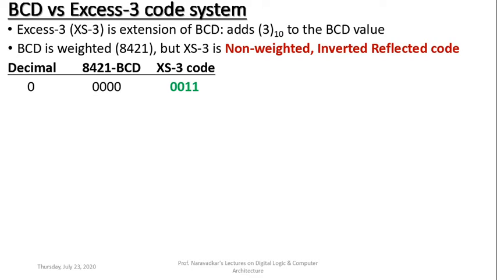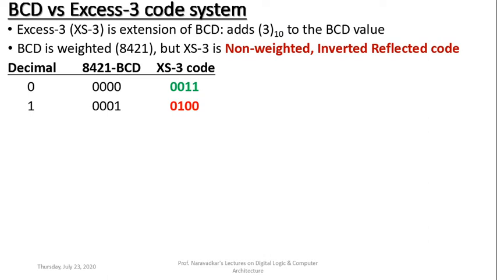Decimal on the extreme left is 0. Just add 3. 0 plus 3 is equal to 3. And this 3 value, express it in its binary form and make it standard 4-bit. So 3 represented in standard 4-bit becomes 0011, which is nothing but the XS3 code of decimal 0. Similarly for 1.